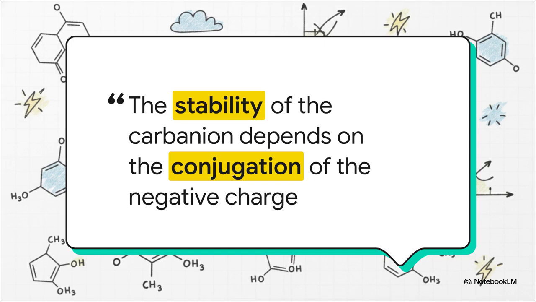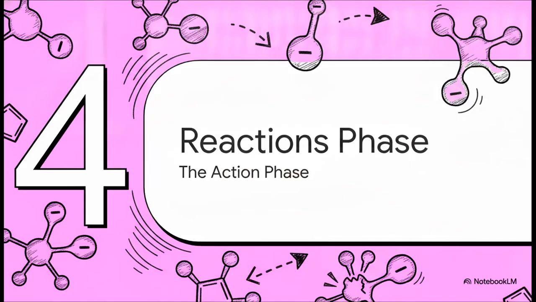Finally, resonance provides ultimate stability by treating the negative charge like a literal hot potato. A localized negative charge stuck on one atom? That's high energy, uncomfortable. But if the carbanion is adjacent to a polarized multiple bond, like a carbonyl or a cyano group, those electrons can be delocalized. The more atoms that can share that negative hot potato across the molecule, the more comfortable and stable the carbanion becomes.